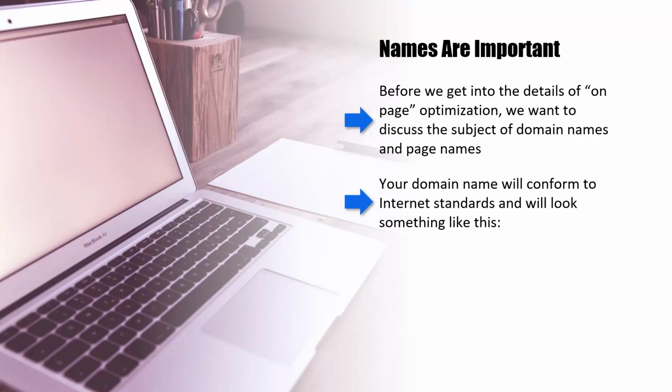Your domain name will conform to internet standards and will look something like this: https://www.google.com. Now, your domain may have a different extension. The extension is the .com piece, so you could have a .net, .org, .info, .co.uk, .com.au. It doesn't matter. The important thing is what's actually in the name.